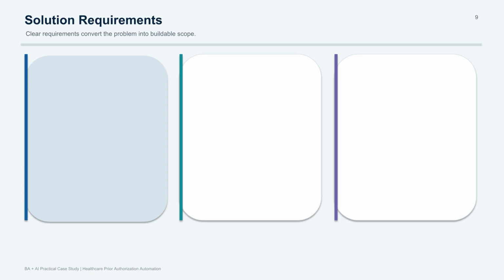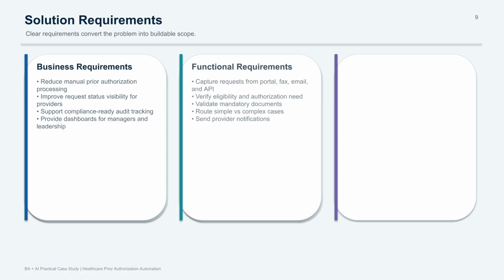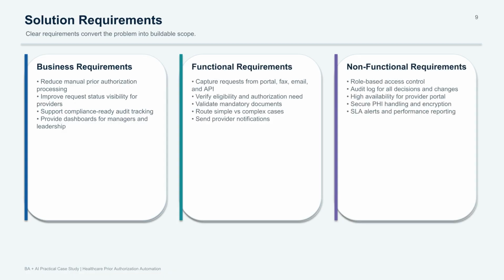Once the solution is clear, the BA organizes it into requirements. Business requirements explain why the organization needs the solution. Functional requirements explain what the system must do. Non-functional requirements explain performance, security, audit, usability, and reporting expectations. This structure helps development, QA, product, and business teams understand the scope clearly.